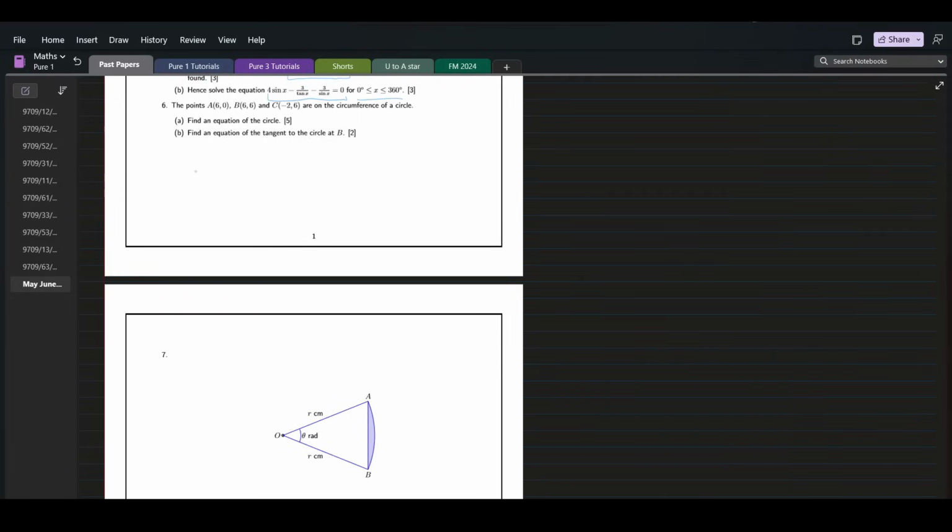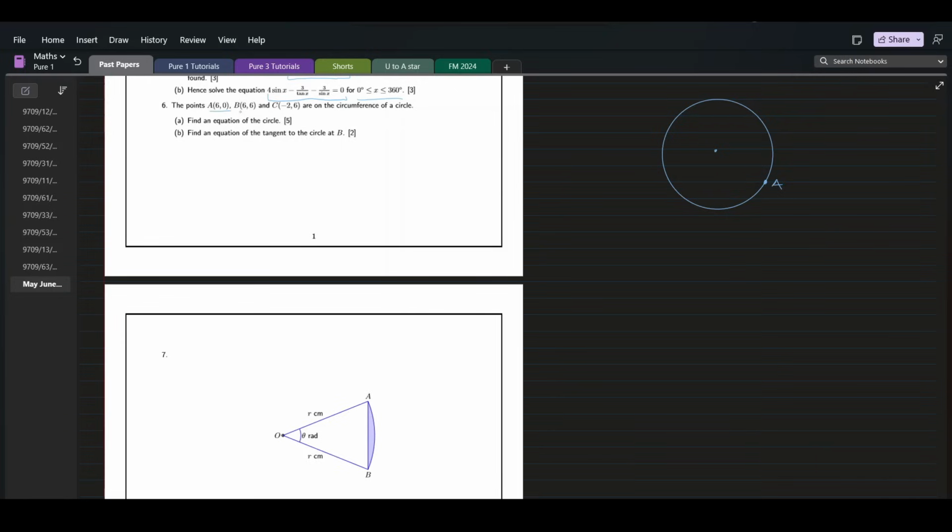The points A (6, 0), B (6, 6), and C (-2, 6) are on the circumference of a circle. Part A, find an equation of the circle. Okay, so let's draw a sketch of the circle. Alright, and let's say our center is somewhere here. We're given that A is the point (6, 0). Let's assume that (6, 0) is somewhere over here. So this would be our point A.